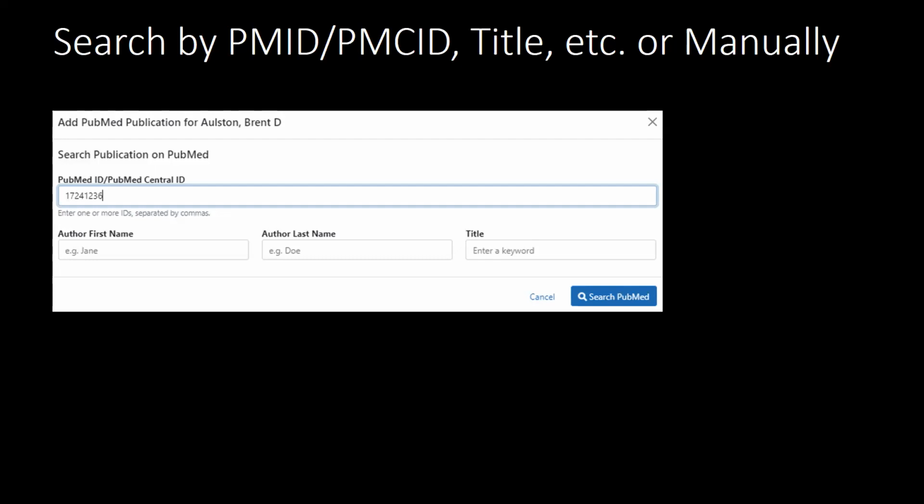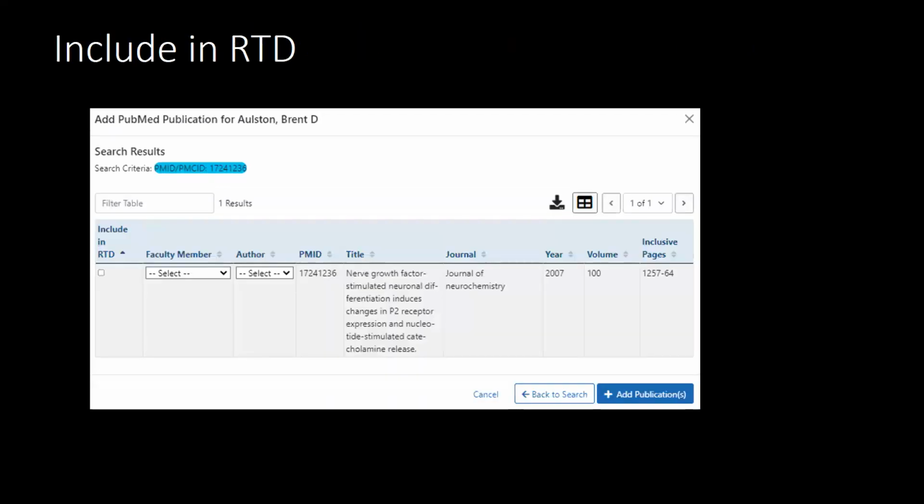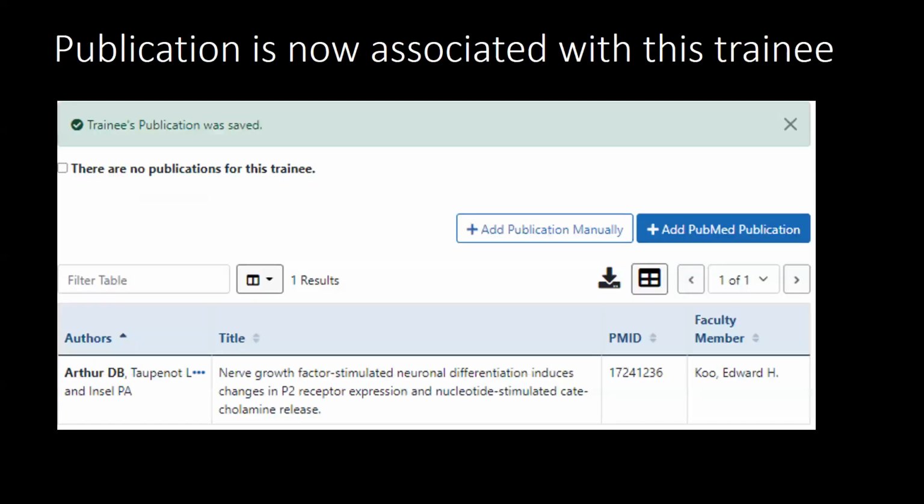Or what I do, especially if it's a very uncommon name, is put in the first and last name of the trainee and then hit search. Instead of just one publication coming up, all of their publications come up, and you can just thumb through them. I check whether their mentor is a co-author. If yes, then I'll go ahead and add it. And I look at the year, obviously. So you can add them in bulk. I find it much easier, but everyone's different, I think.